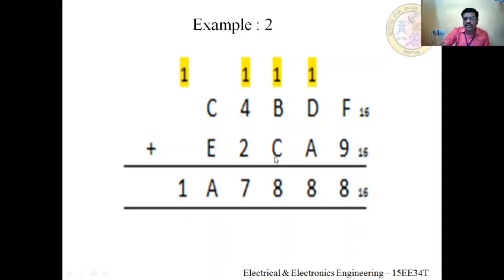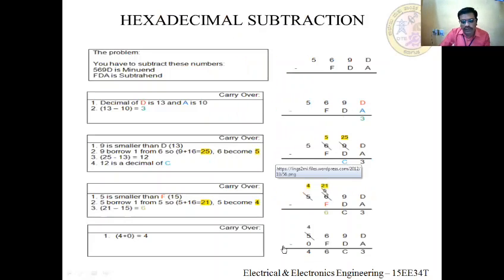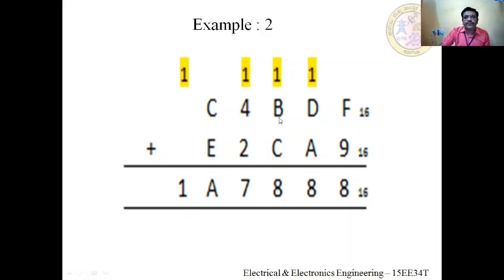1 plus B is how much? 13. So 1 plus 13, how much is it? 14. 14 plus C. What is the value of C? The 12. So that is again 20.